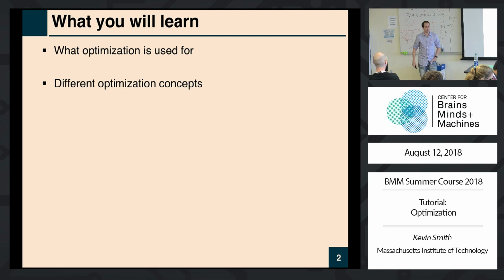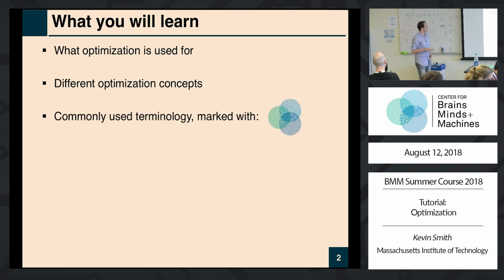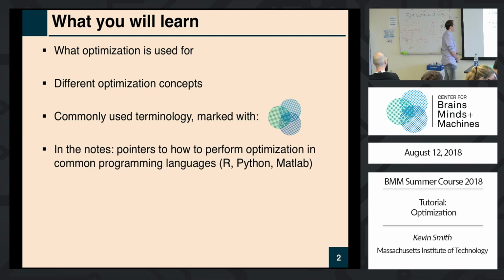Different concepts from optimization and how they're used. Things like this commonly used terminology that you'll hopefully hear a lot. Helpfully marked with the CBMM logo, so you know it's good. And then I have in the notes some pointers to how to do this optimization in different programming languages, including R, Python, and MATLAB. This is not something we're going to focus on for this tutorial, though. It's more the concepts that I want to impart to you rather than here's how you actually do this optimization yourself.